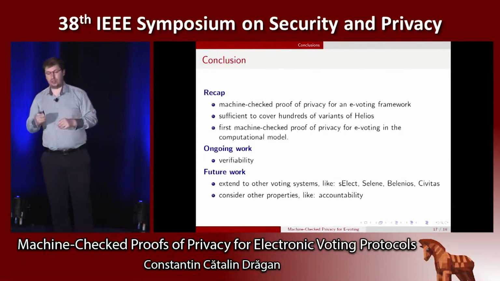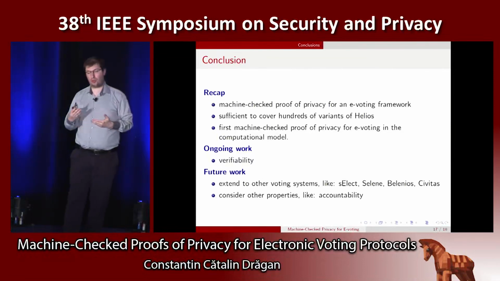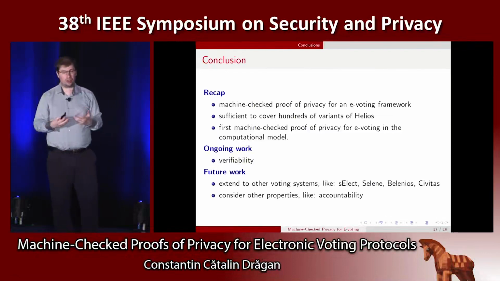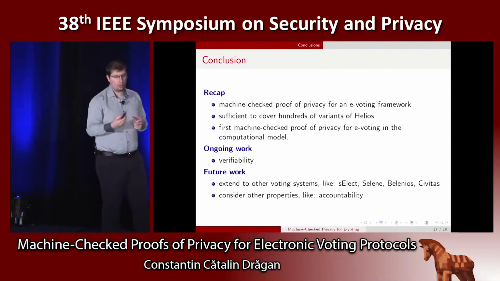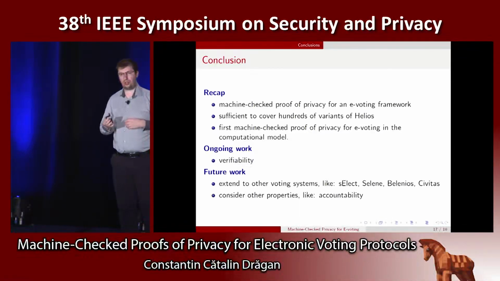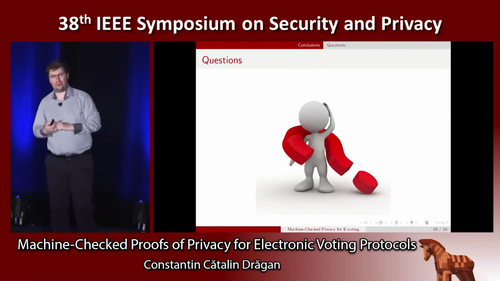To conclude, we proposed a machine-checked proof for privacy of a voting protocol. It is the first machine-checked proof of privacy in the computational model. It is sufficiently general to capture hundreds of variants of Helios. As ongoing work, we have already started and are almost finishing verifiability, and we would like to continue expanding our work to other voting systems like Select, Selene, Belenios, and maybe Civitas, but also other properties like accountability. Okay, thank you.